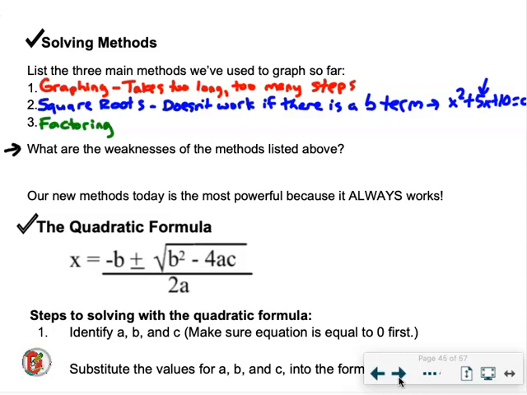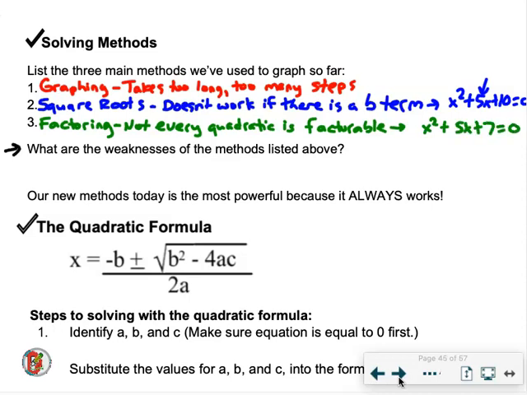Factoring, the weakness of that is not every quadratic is factorable. We haven't seen it much on the homework yet, but back in chapter 8 we had some times where we just said, hey, this answer is prime. There is no way to factor this. So here's something maybe, x squared plus 5x plus 7. There are no multiples of 7 that add to 5, so this is not factorable.